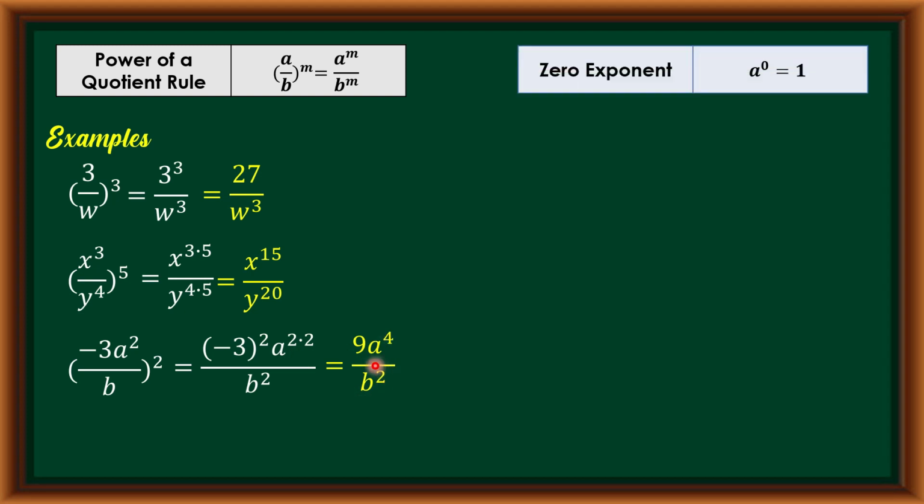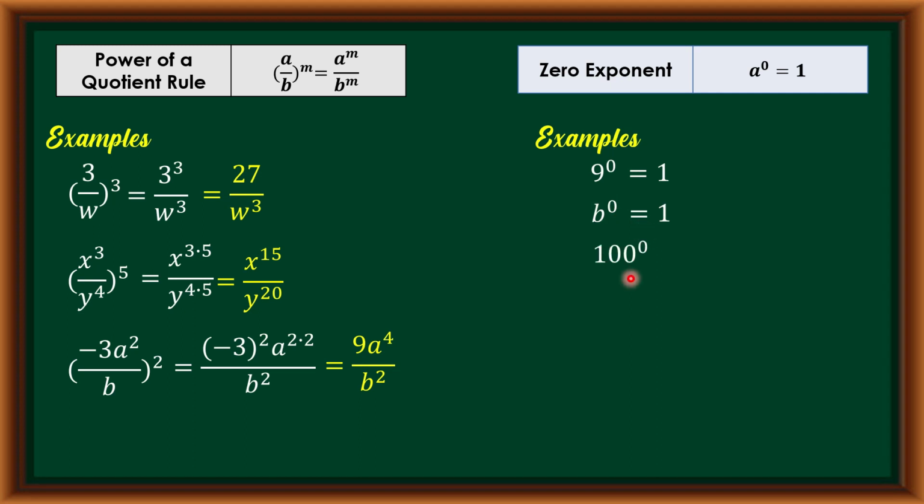Let us have our sixth rule, which is the zero exponent, in which it says that if a, or the base, is raised to 0, then the answer is equal to 1. Let us have the following examples. Number 1, 9 raised to 0 is equal to 1. And b raised to 0 is also equal to 1.